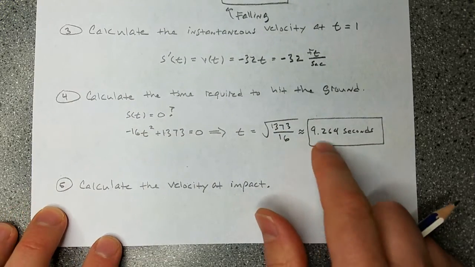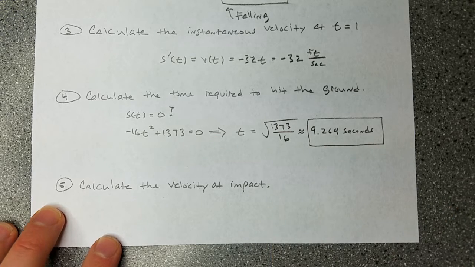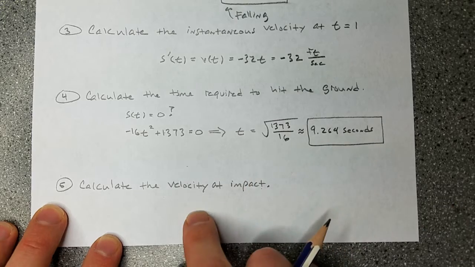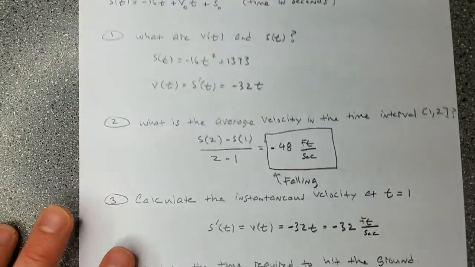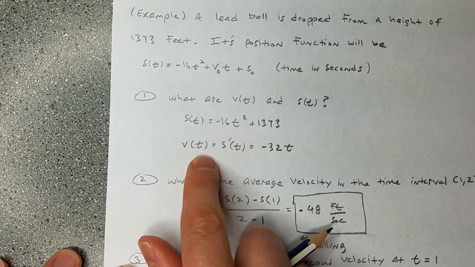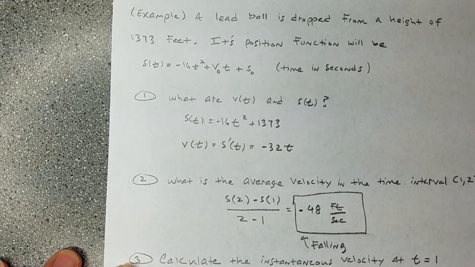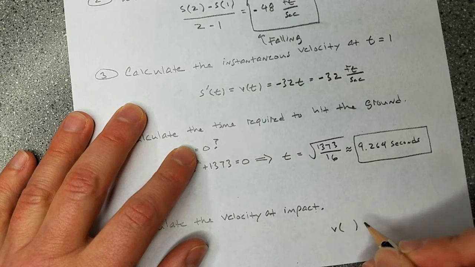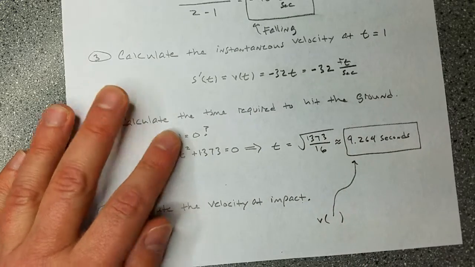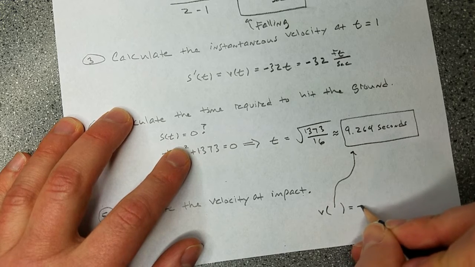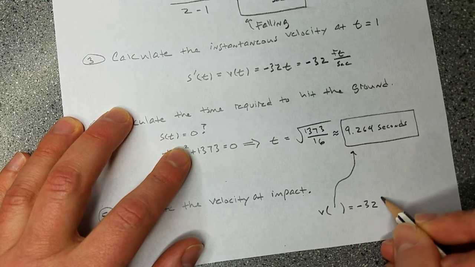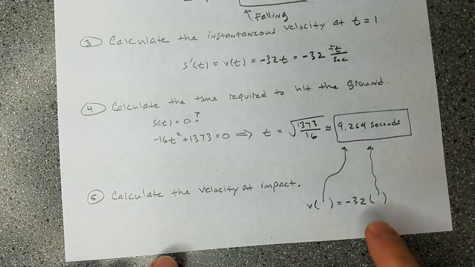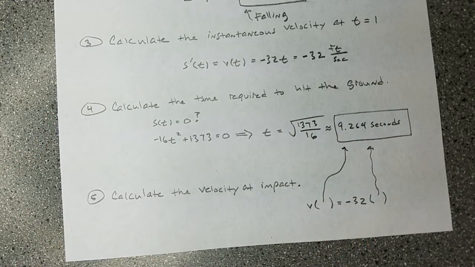Okay, so that's the time that it hits the ground. What's the velocity on impact? Well, all right, I know the time. I want the velocity. That's this other thing, right? V of t is the instantaneous velocity. So let's say we're going to find V of that number right there, which is going to be negative 32 times that number right there, which means it's going to be moving pretty fast when it hits the ground.